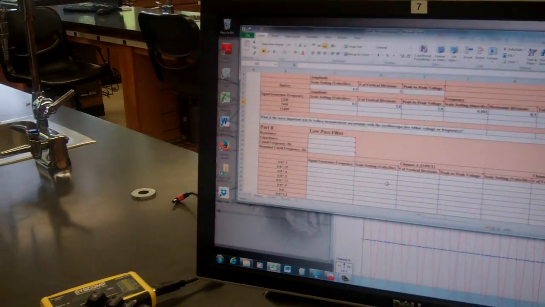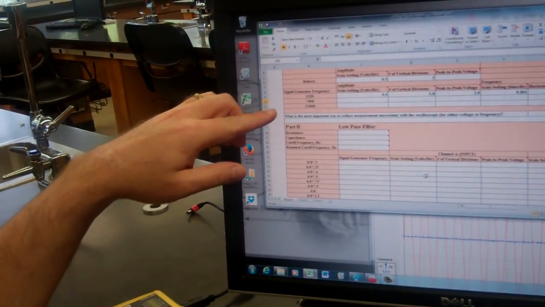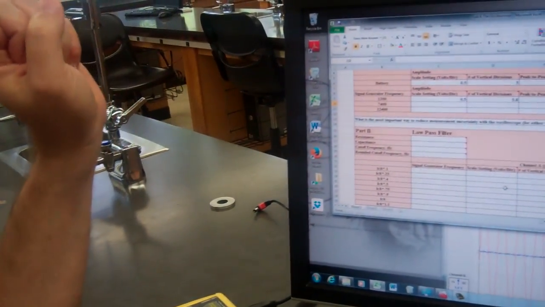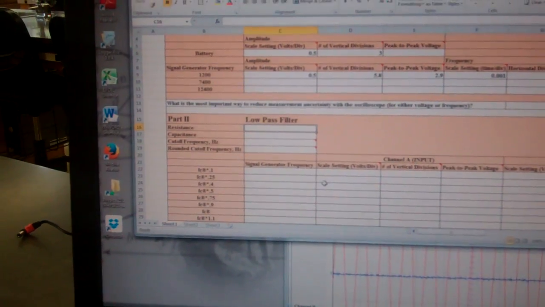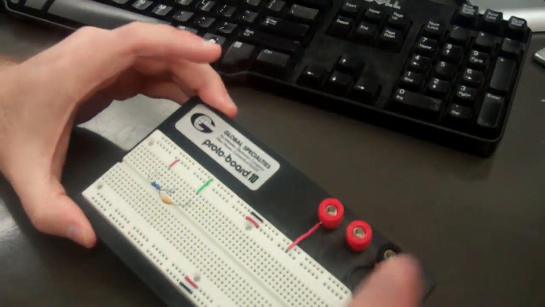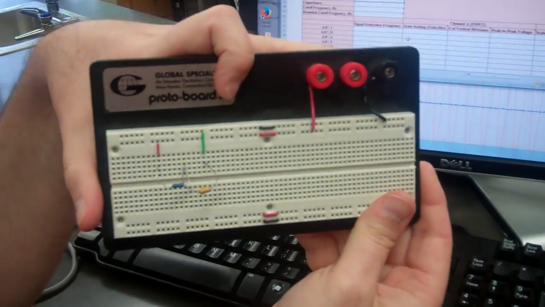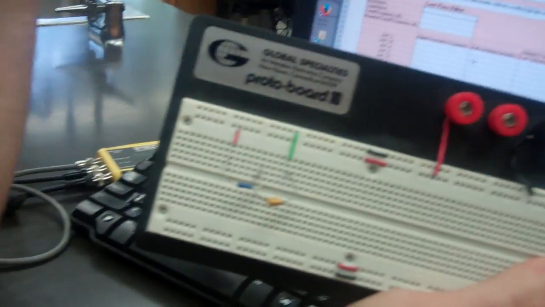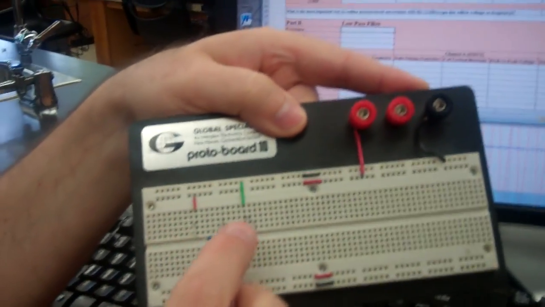Okay, so for our next step, it also asks you a question. How can you reduce the measurement uncertainty? Think about it. If you need help, I'll tell you. For our next part, and this is where it gets hard, or long, we're going to test something called a low-pass filter. Now, I've already set it up on here, and there'll be a setup that you can duplicate. So what I would do is bring your board up to the front, to my setup, and duplicate it here. All it is is a resistor and a capacitor.